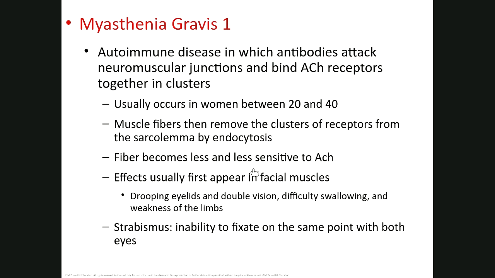Going through the last few slides, I mentioned myasthenia gravis earlier. This is an autoimmune disease where the antibodies attack the actual receptors, and also the neuromuscular junction. When this happens, you destroy the receptors, and therefore the acetylcholine cannot make connection. You will not have the strength. You will not have the quality of muscle contraction. Now, the fibers can become less and less sensitive to acetylcholine.